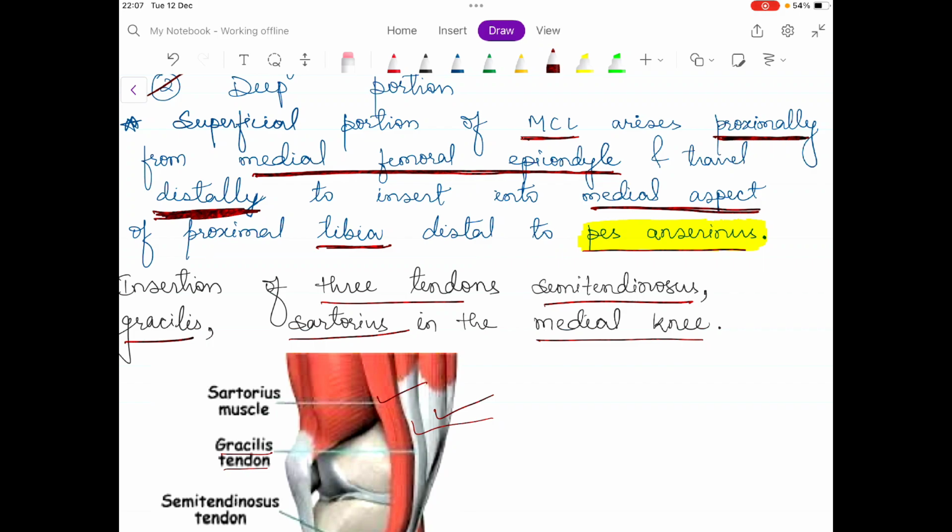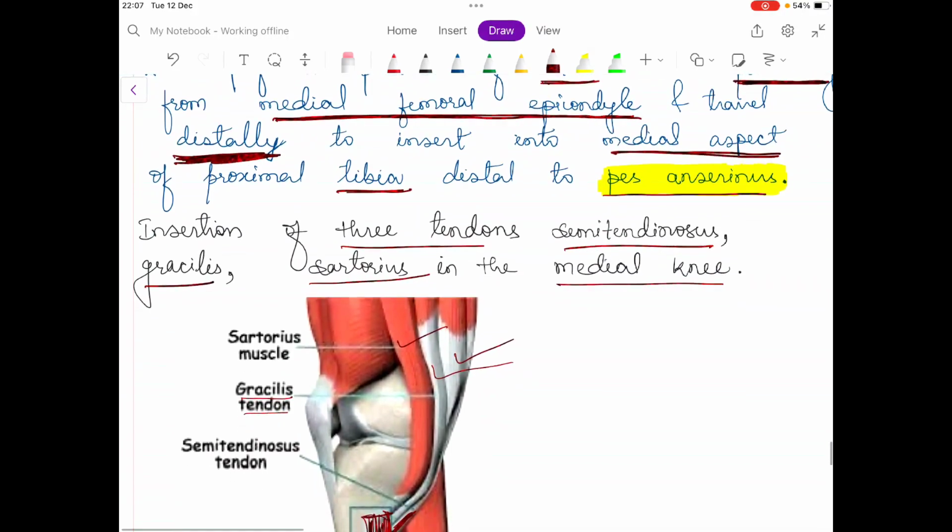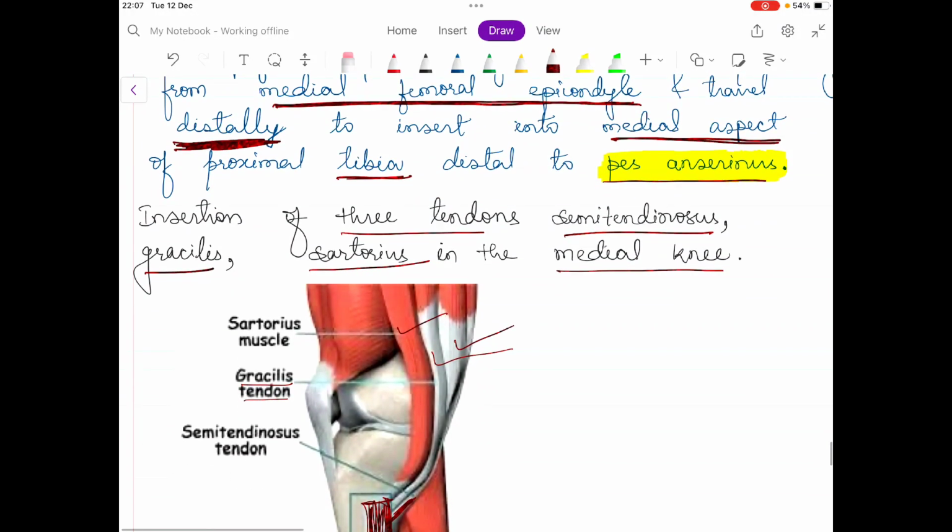And it travels distally to insert into the medial aspect of the proximal tibia, and you could also say distal to pes anserinus. So its insertion is into the medial aspect of the proximal tibia, distal to pes anserinus.